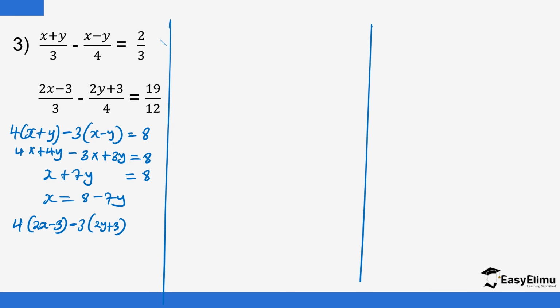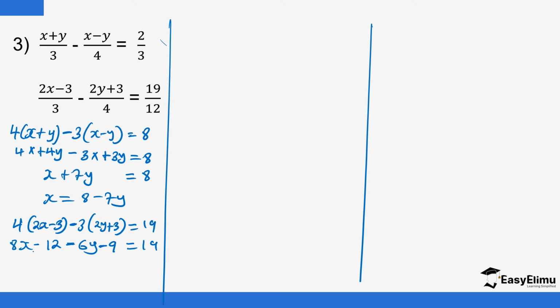And 12 goes into 12 once, 1 by 19 is 19. So this is 19. So again, you open up the bracket. So we have 8x minus 12 minus 6y. The negative sign before the bracket changes the sign inside to minus 9, and this is equals to 19.